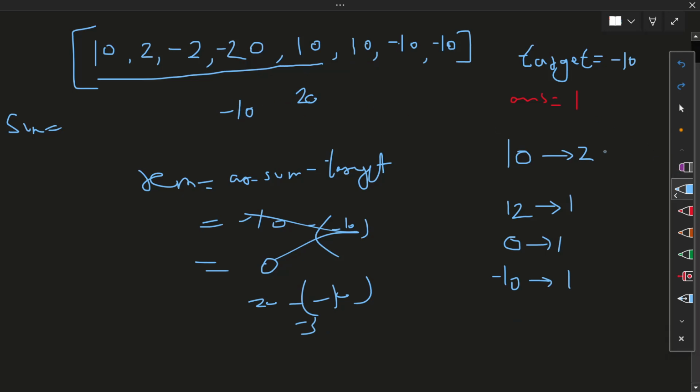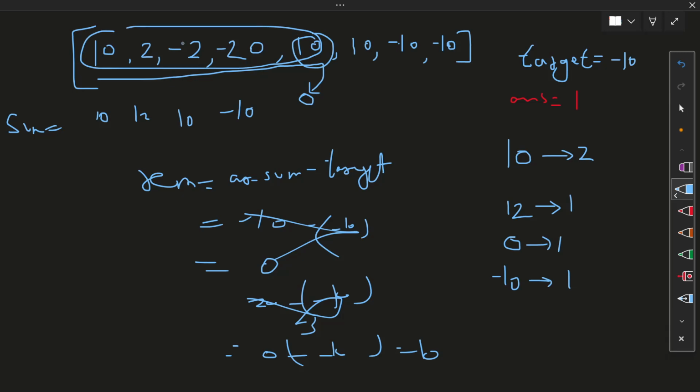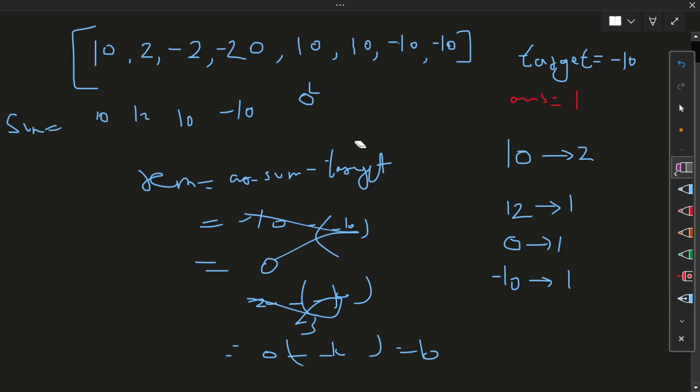Because from this to this index we got minus 10, and minus 10 plus 10 we got 0, and 0 minus minus 10 we got 10. And from this index we got 10, we got 12, then we again got 10. So at this stage this summation is 0. From the starting to this stage we got summation as 0, and we got remainder as 10.